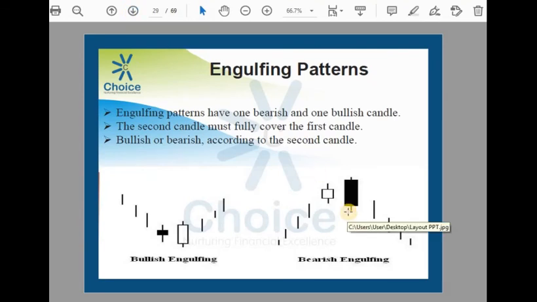Engulfing pattern. Engulfing patterns have one bearish candle and one bullish candle. The second candle must fully cover the first candle. In a bullish engulfing pattern, the first candle is a bearish candle and the next immediate candle should engulf the previous short candle, or the red candle.